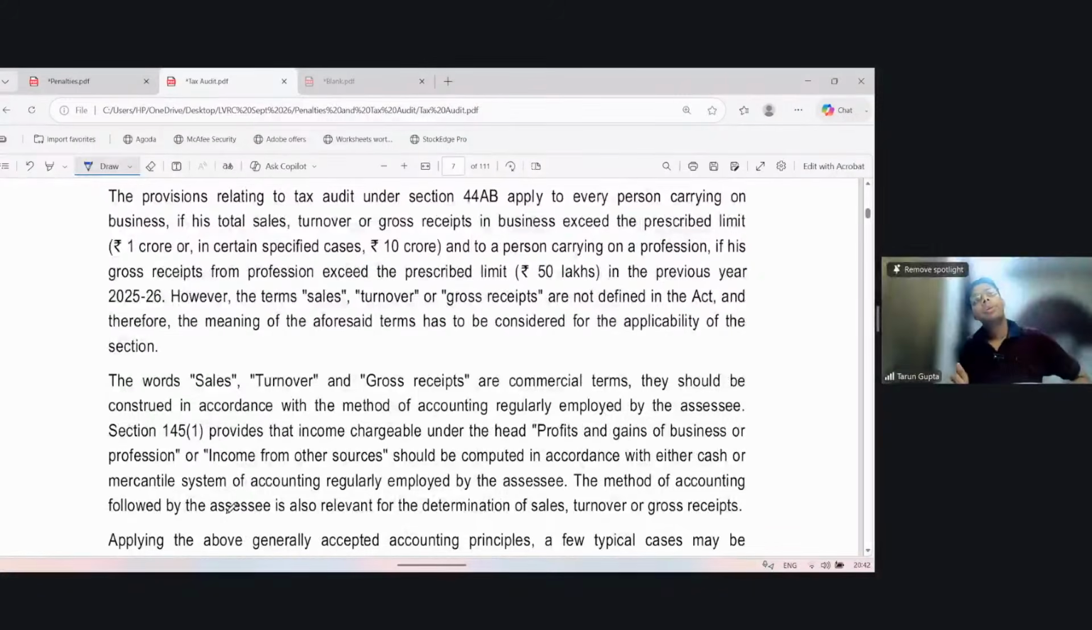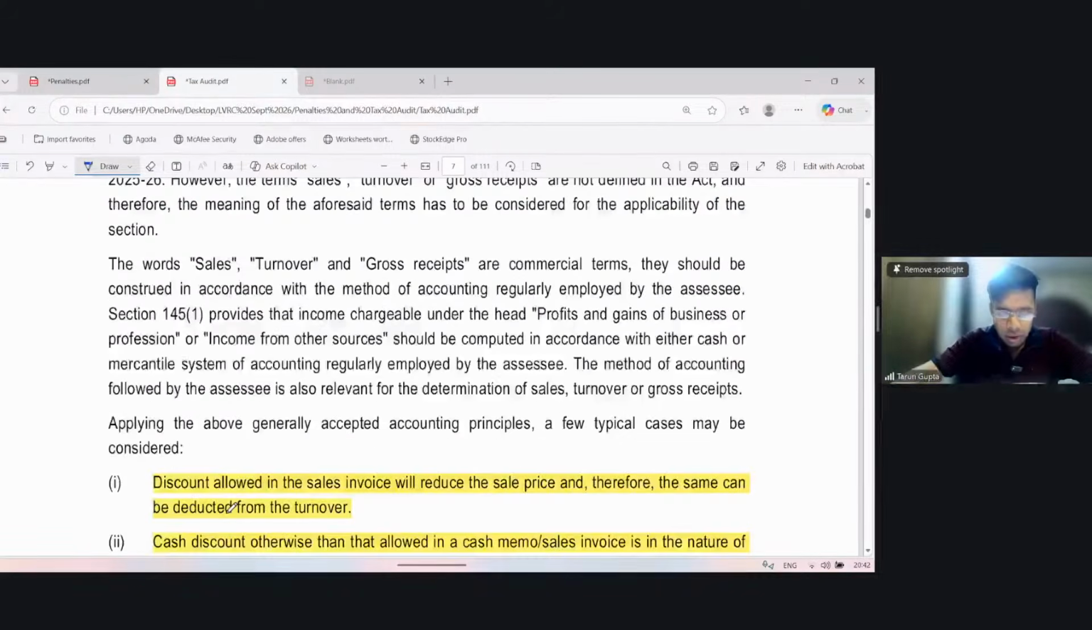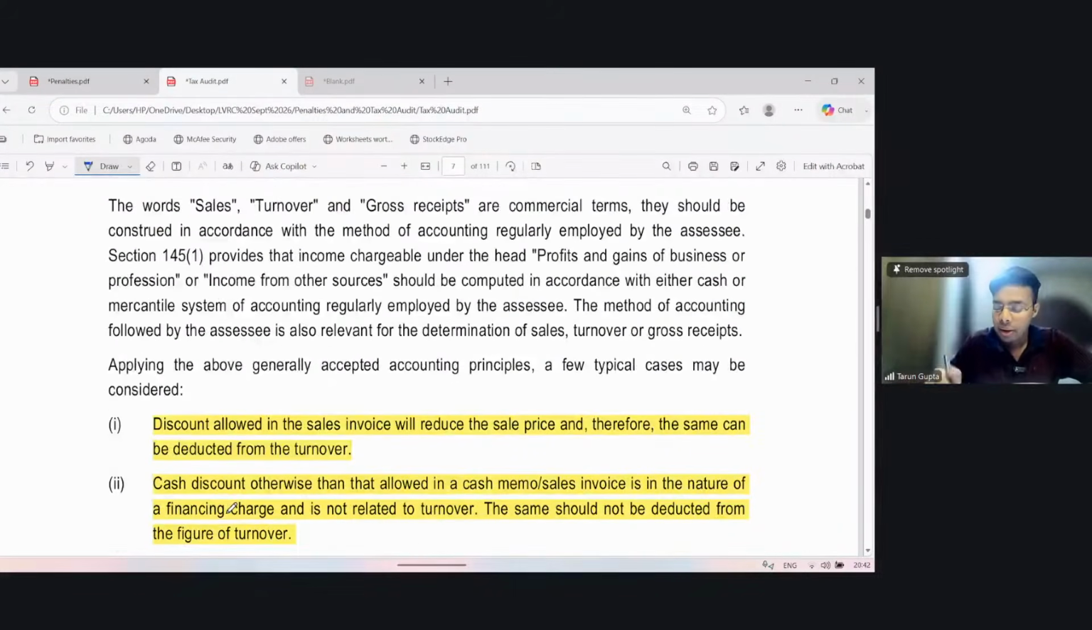Now the question comes, the requirement of audit is primarily dependent upon the turnover. The turnover exceeds 1 crore, 10 crore, as the case may be, or 50 lakh in case of profession, whatever. Then the audit requirement is there. So what is the meaning of gross receipts or turnover as referred to in section 44AB? So a guidance note gives guidance on this.